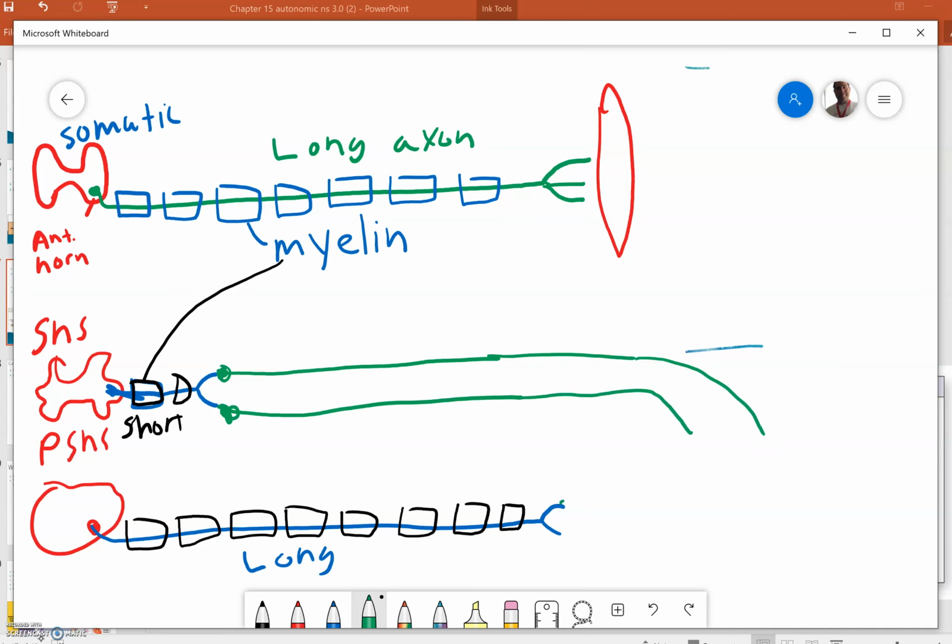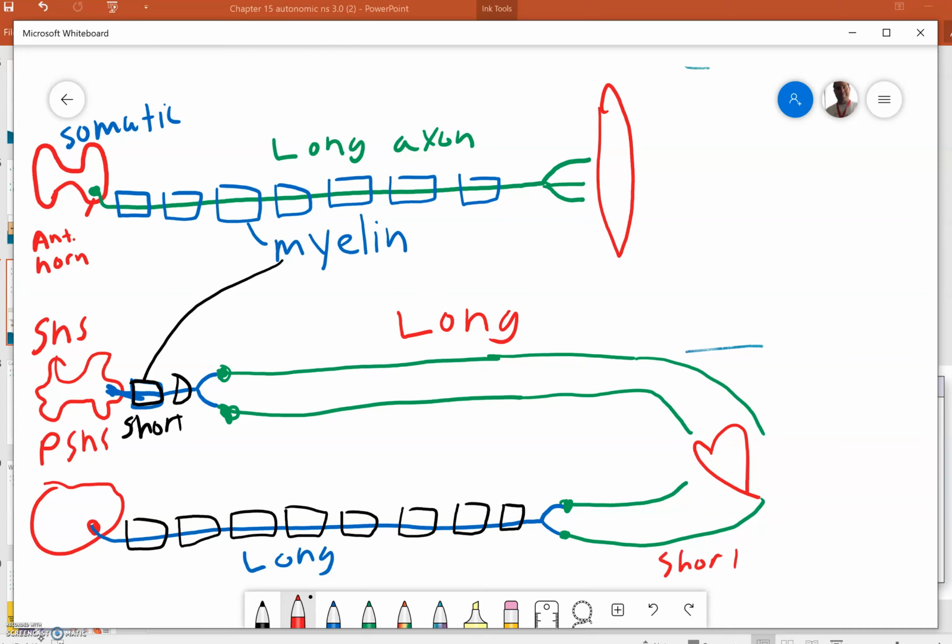So this one is going to junction too. And it's going to go to the target organ. Let's make the target organ the heart. So what do you notice? Well, this is a very long postganglionic axon. This is a very short one. And again, what's that ganglia I'm talking about there?